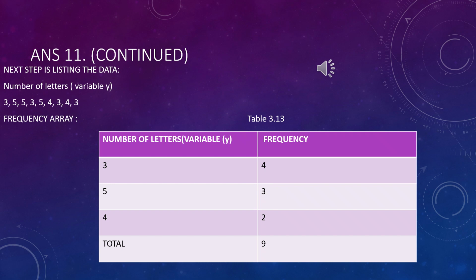So we know that frequency is the number of observations. So how many times a number of letters comes is the frequency. In this way we understand how to frame the frequency array, and we did it, and the total frequency is what? 4 plus 3 plus 2, which is 9.